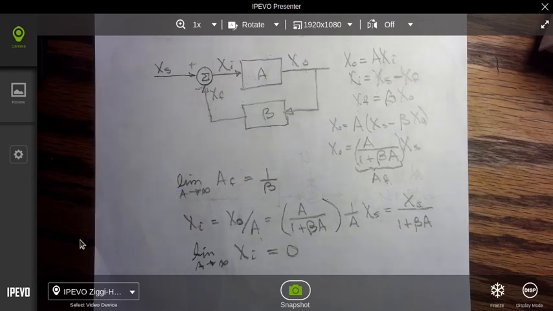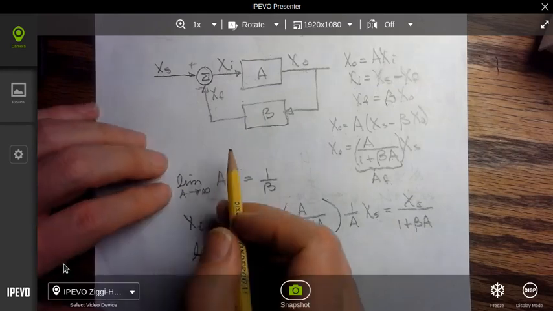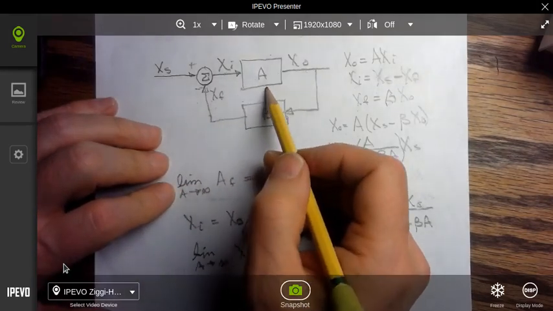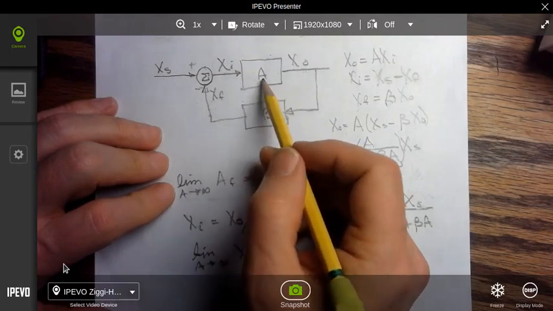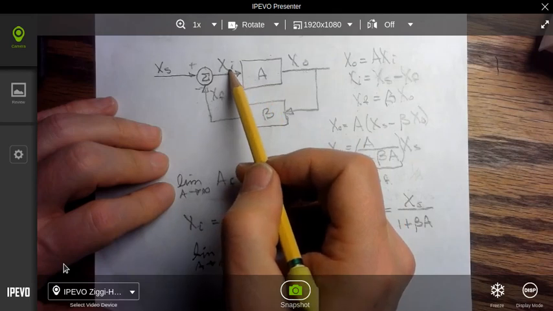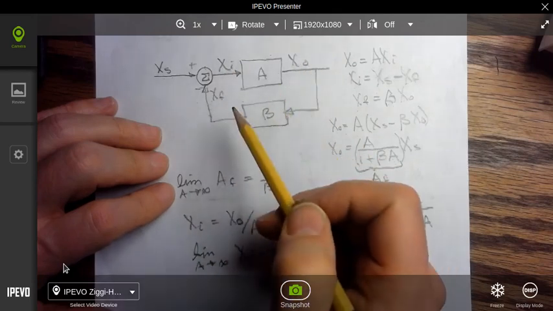Here we have a negative feedback system. This is our original amplifier, having an amplification factor of A. Normally we just take Xi and multiply by A to get X out.